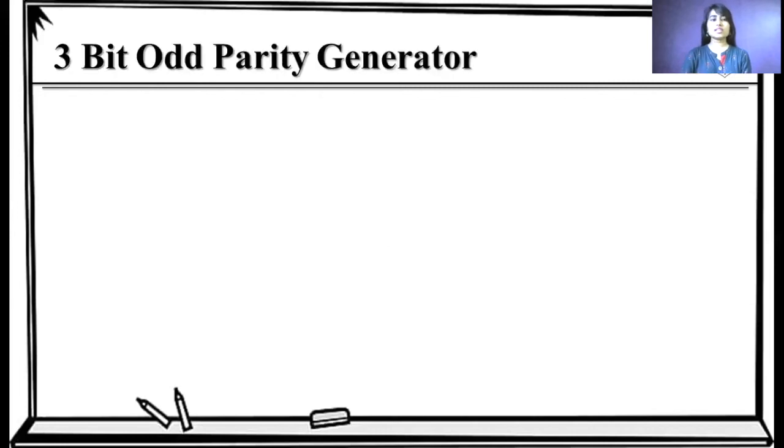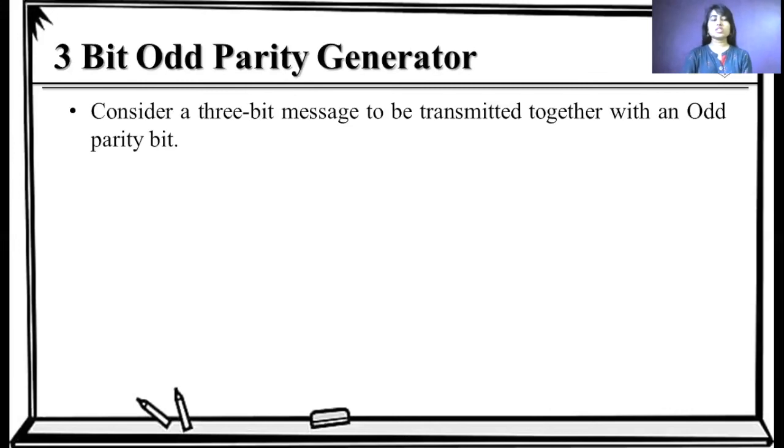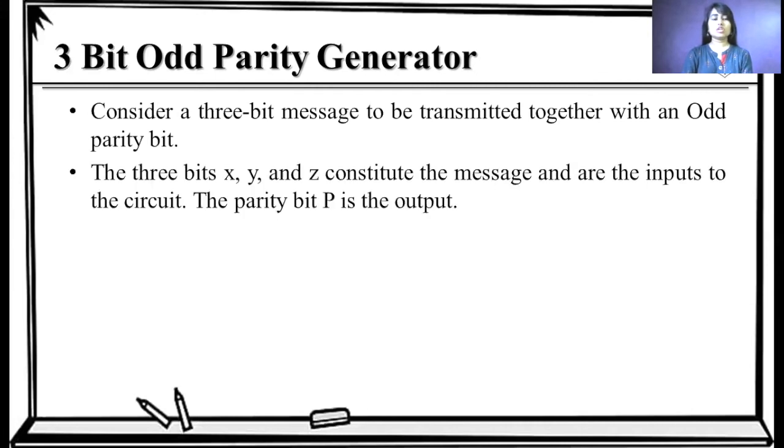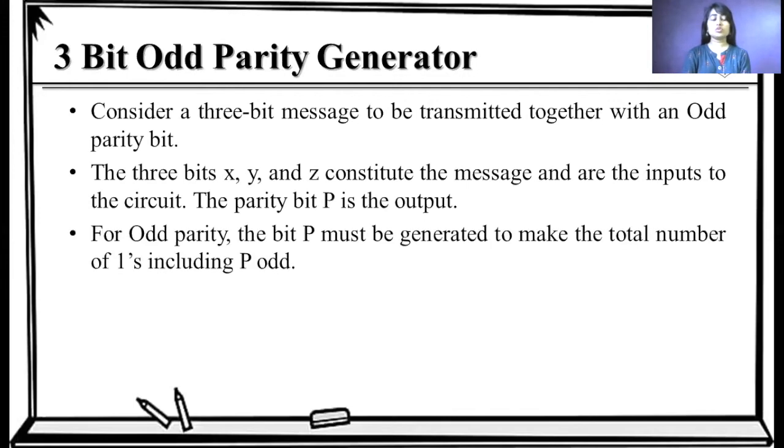Now let's discuss the 3-bit odd parity generator. Consider a 3-bit message to be transmitted together with an odd parity bit. The 3 bits X, Y, Z constitute the message and are the inputs to the circuit. The parity bit P is the output. For odd parity, the bit P must be generated to make the total number of ones, including P, odd.